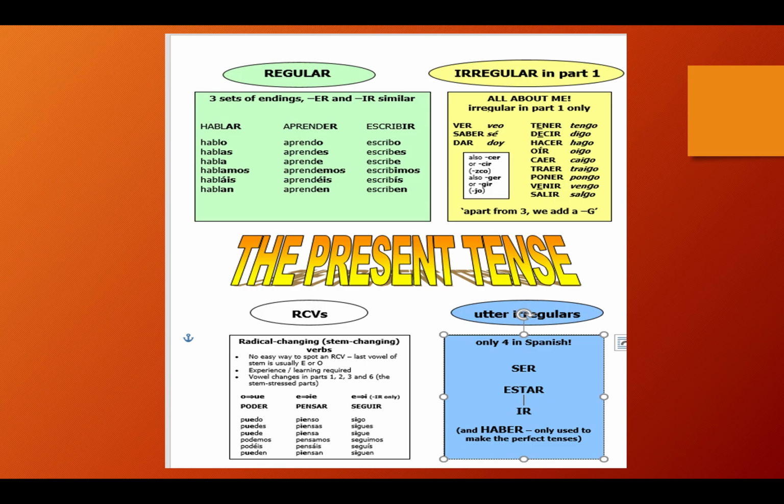Can I just have a look at, or remind ourselves about, the white box at the bottom left here, which we're referring to as radical changing verbs, or RCVs for short. They're also known as stem changing verbs because if you remember, these verbs also have a spelling change in the stem of the word, so the first part of the word, as well as having to add the different ending on. Okay, so just to quickly recap on this white box for you.